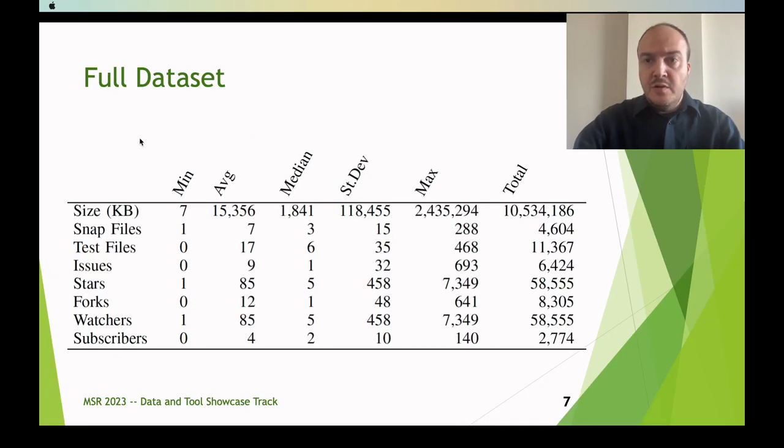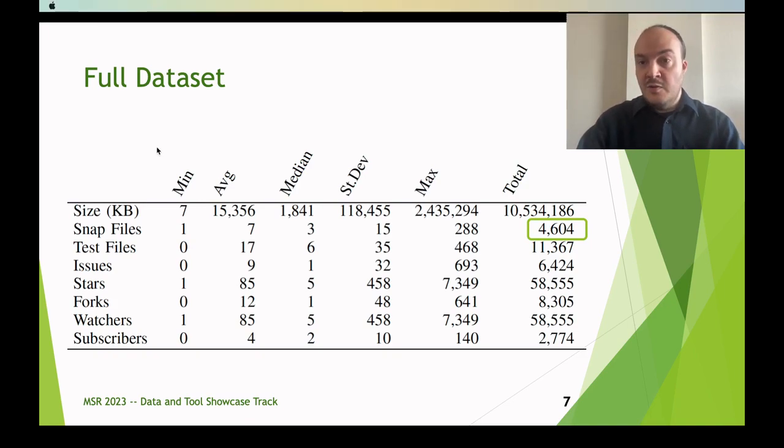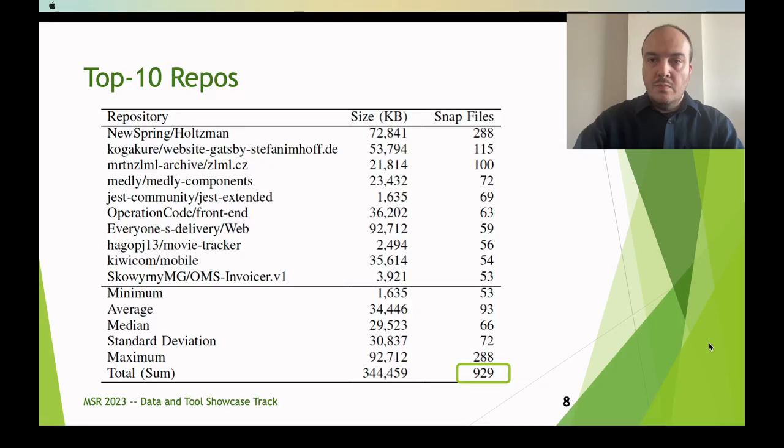Here's a brief overview of the numbers of our dataset. In size, we have about 10,000 gigabytes. On average, each repository has 15 megabytes, or 1.8 megabytes on median. We had a total of 4,600 snapshot testing files in that dataset. For our top 10 repositories, the size of their snapshot files comprises almost 20% of all the snapshot files in our dataset. Therefore, it's valuable to look at the top repositories for more qualitative data.